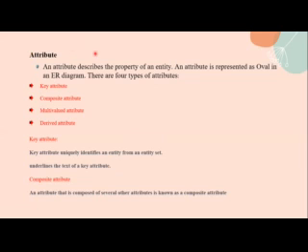Generally, what is an attribute? It always describes the property of an entity. And it is represented as an oval symbol in an ER diagram. There are four types of attributes: one is called key attribute, another composite, another multivalued, and another derived attribute. Now, key attribute. What is a key attribute? It uniquely or individually identifies an entity from an entity set. And we always underline the text of a key attribute.